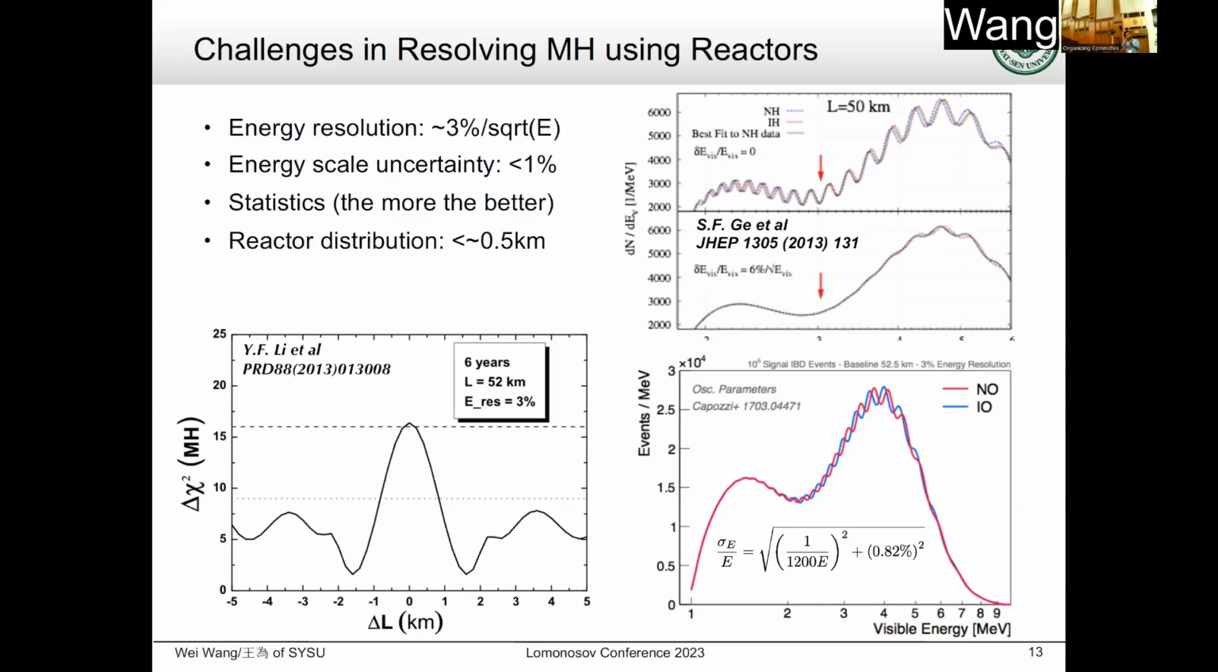So in summary, there are 4 challenges for such an experiment: energy resolution, to tell the small wiggles; energy scale, to make sure you are not fooling yourself; statistics, to have a strong enough signal; and then the baseline shift and the reactor distribution, which are the same thing. If you make a mistake about the baseline, and this baseline is half an oscillation cycle, then your signals are killing each other from different reactors. So those 4 challenges are the most difficult challenges for such a kind of experiment.